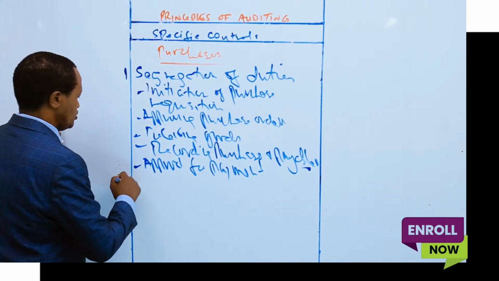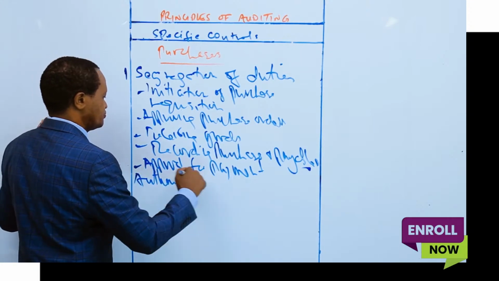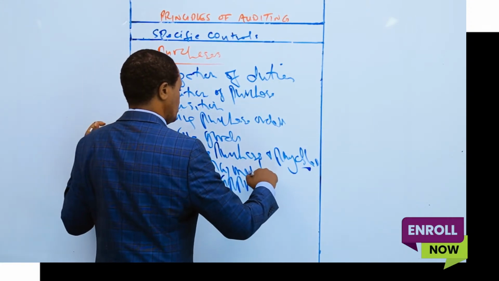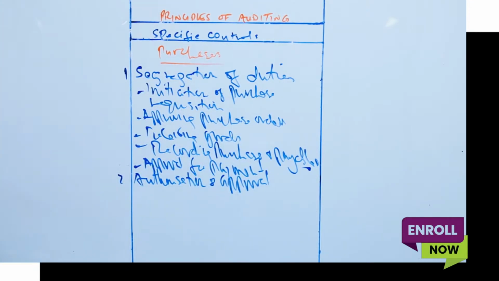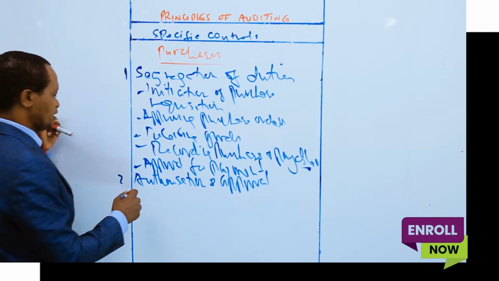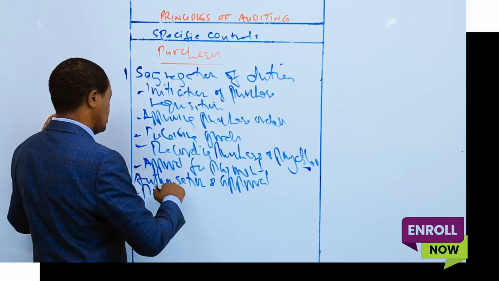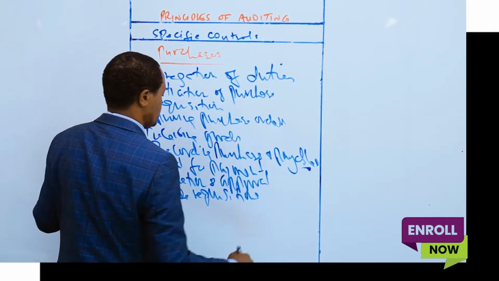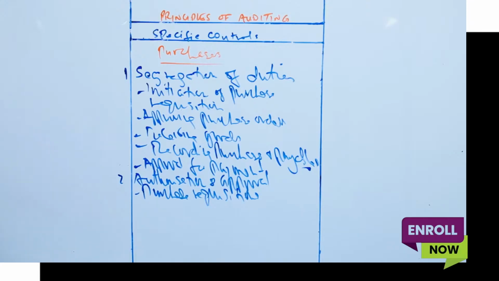Number 2, authorization and approval. What has to be authorized and approved? We may have the purchase requisitions. For example, the purchase requisitions must be approved. This requires proper authorization for all purchase requests based on budget limits or management approval.